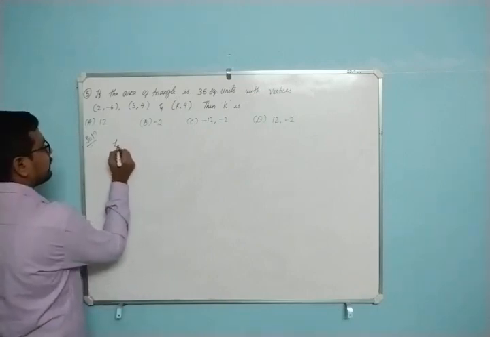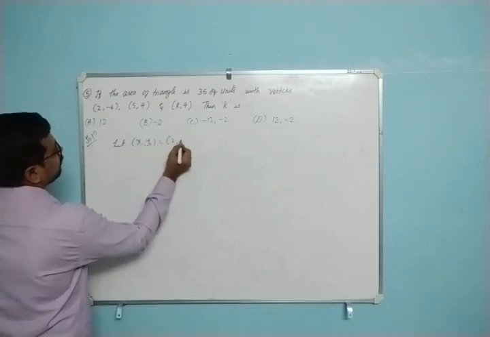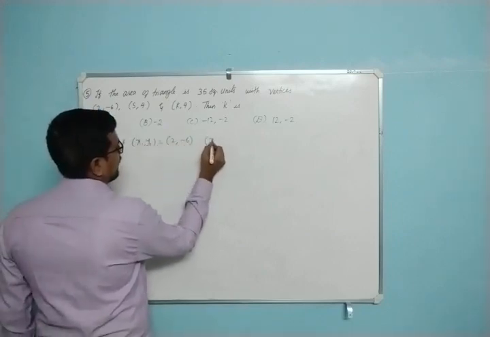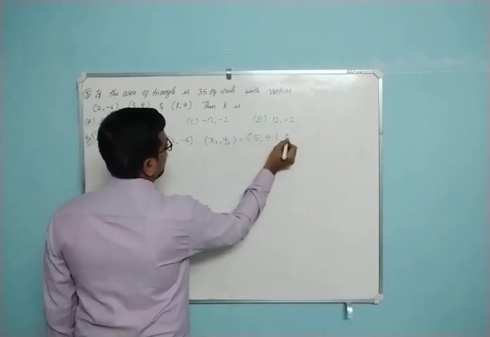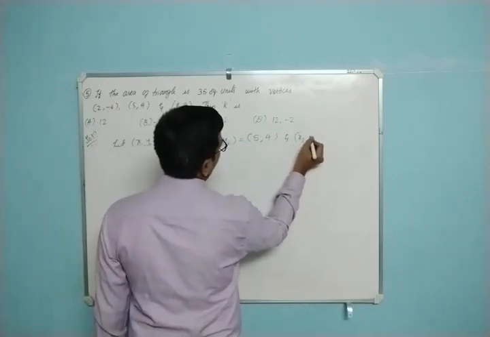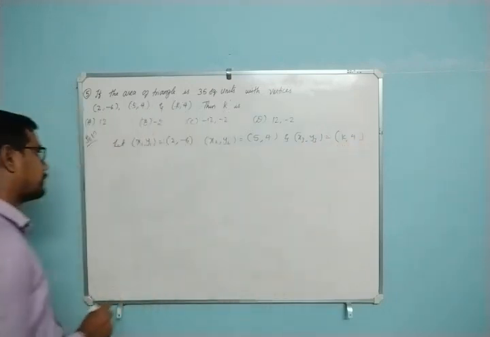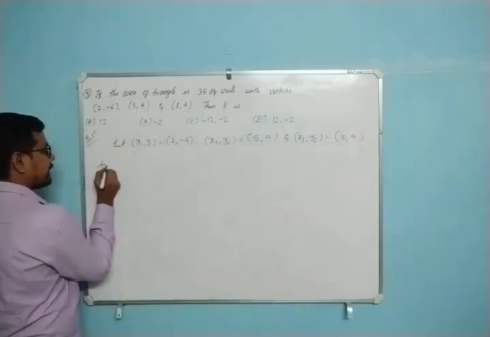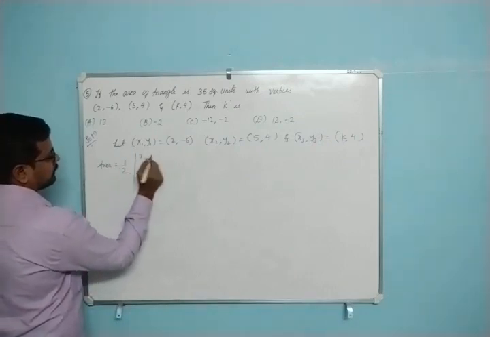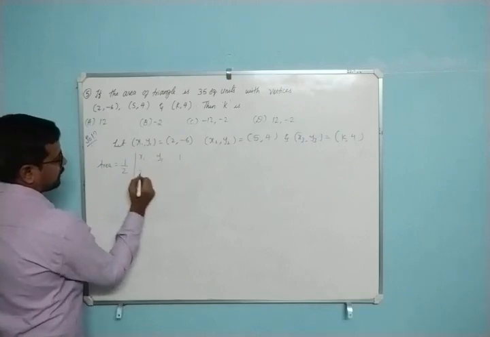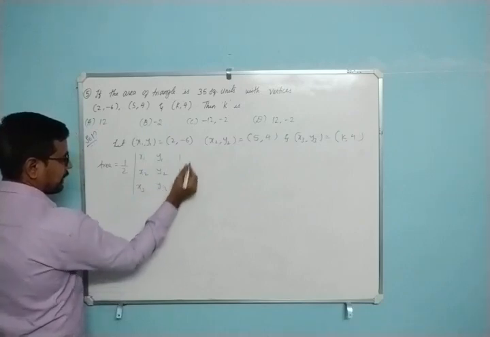So let x1, y1 is equal to 2, minus 6; x2, y2 is equal to 5, 4; and x3, y3 is equal to k, 4. Now area is given by half of the determinant with rows x1 y1 1, x2 y2 1, x3 y3 1.